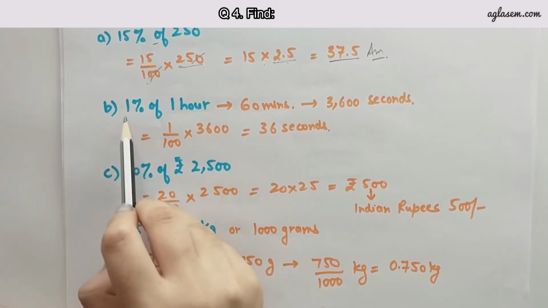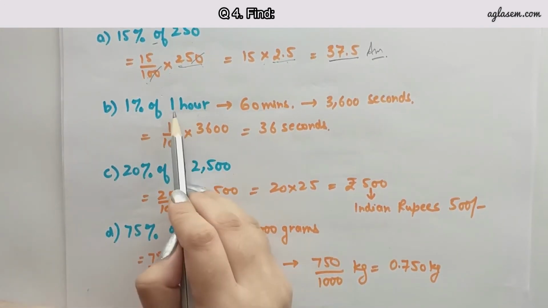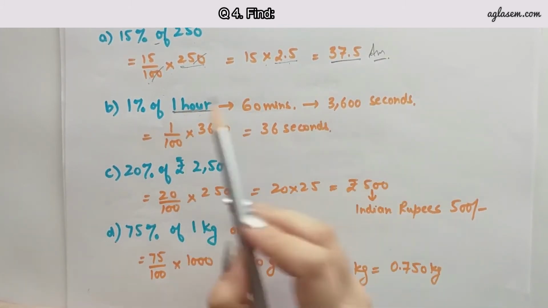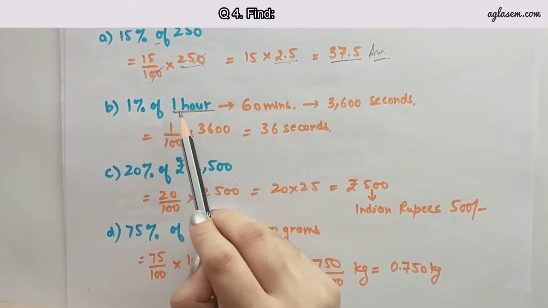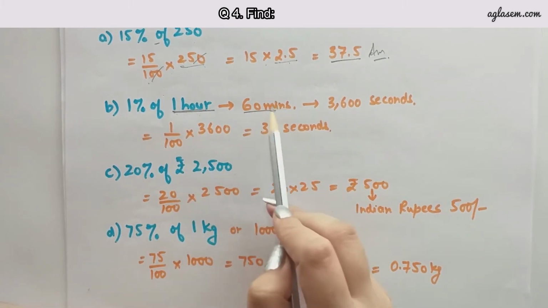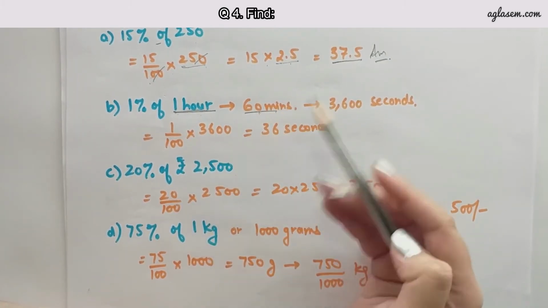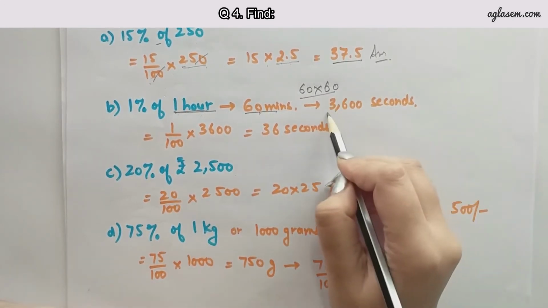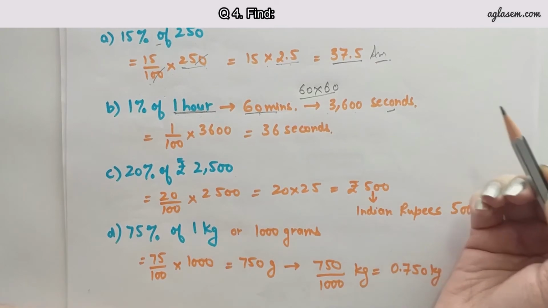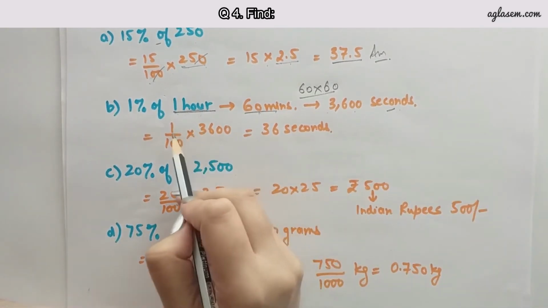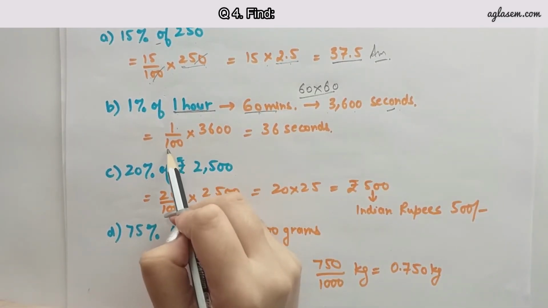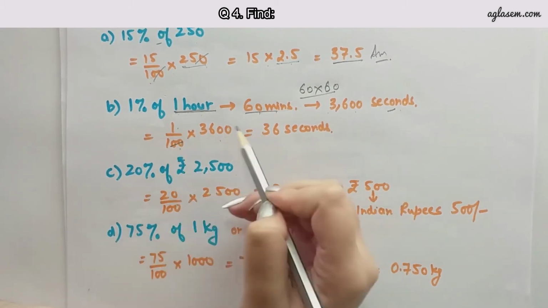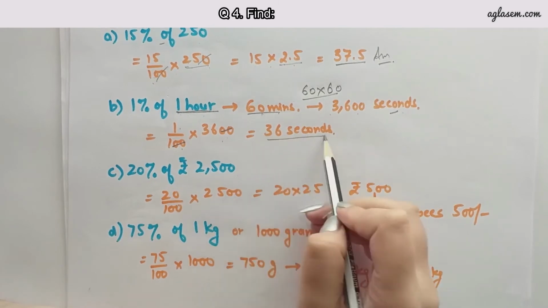So B part is 1% of 1 hour. This is a bit confusing. Listen to it carefully. We have to convert into seconds. So we know that 1 hour is equal to 60 minutes. Now 1 minute is equal to 60 seconds. So we have to multiply 60 into 60. We get 3600 seconds. Now evaluate this one. 1 by 100 into 3600. Now it's very easy, we have to cut it and we get 36 seconds.